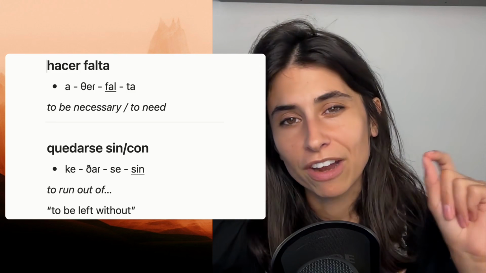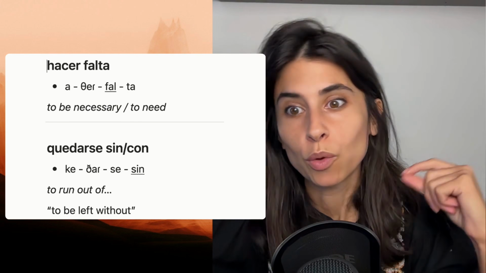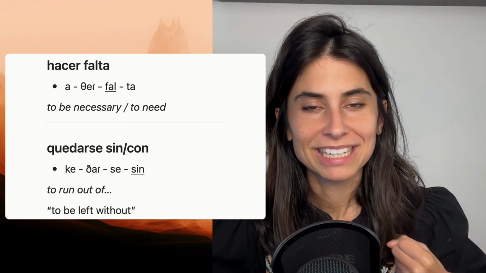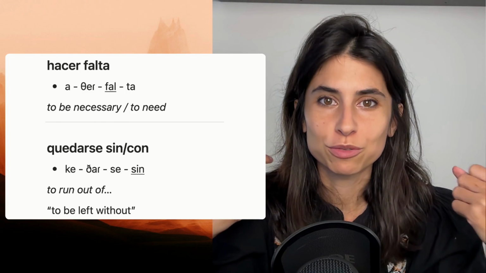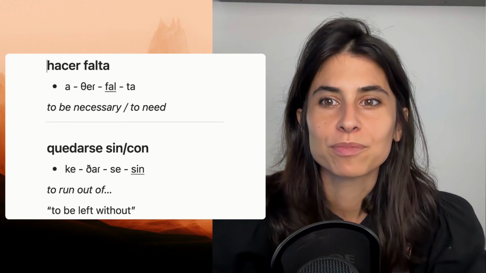I added here a variation, instead of sin, con. So instead of without, with. And quedarse con algo is to keep it. Quedarse con algo. So it's not exactly the opposite. One is to run out of something, the other one is to keep something. Quedarse con algo. Okay?